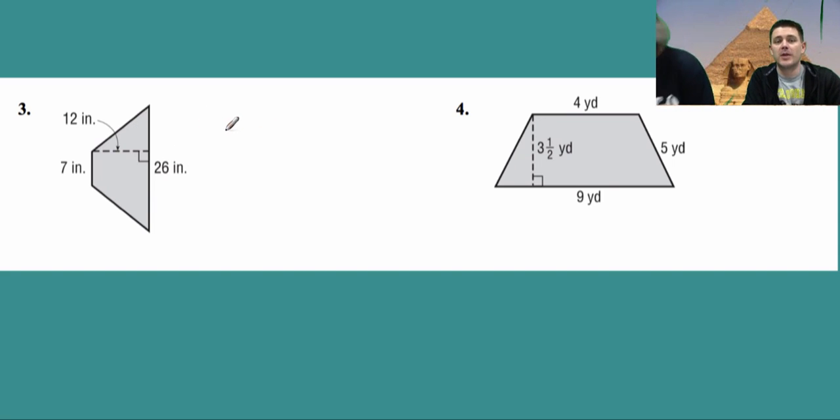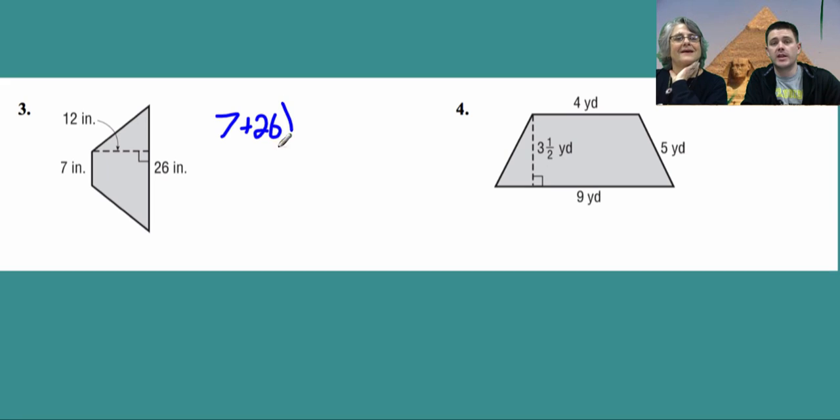So Mrs. Carino, what are my bases in this particular problem? 7 and 26. So notice they weren't on the top and bottom, but they are the 2 sides that are parallel to each other. Yes, because they're parallel. What's my height going to be? 12. Always look for that right angle. And then what do we always have to make sure to do at the end of a trapezoid problem? Divide by 2. You could divide by 2 at first before you get started if you want.